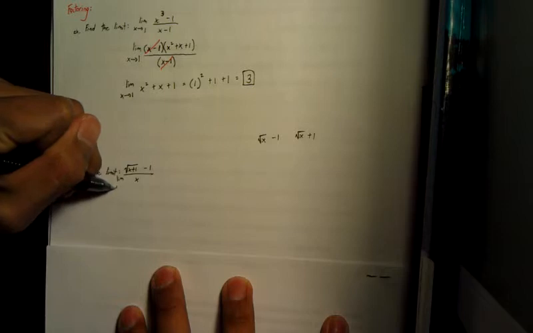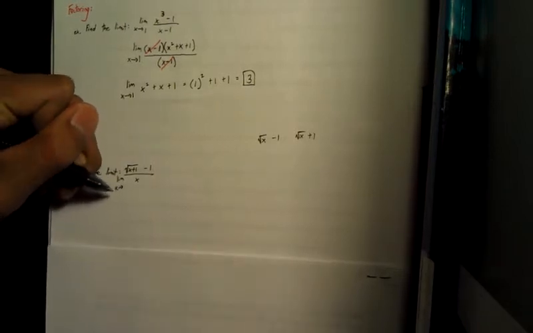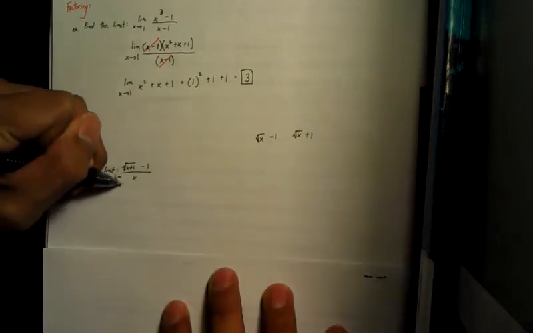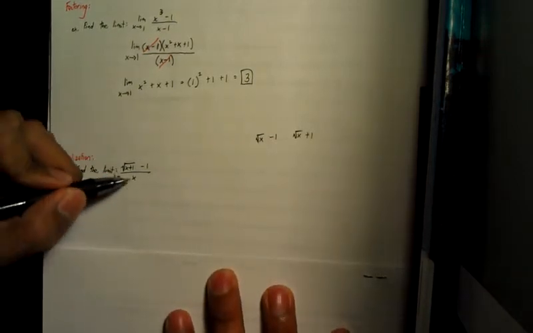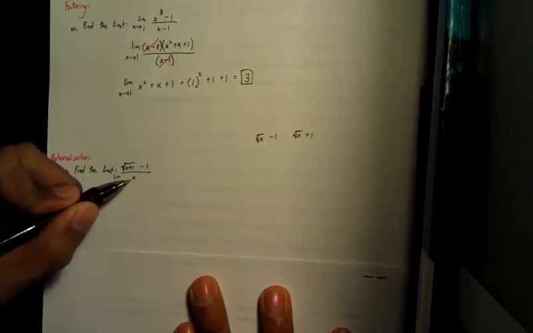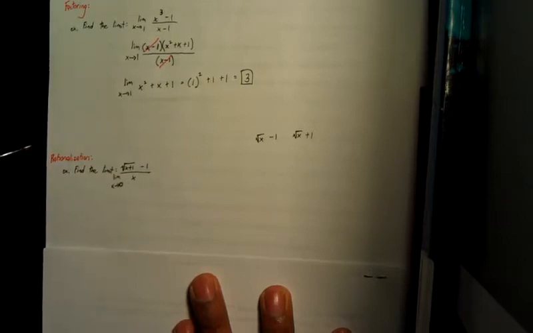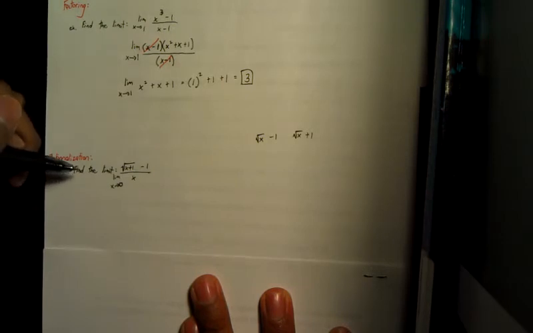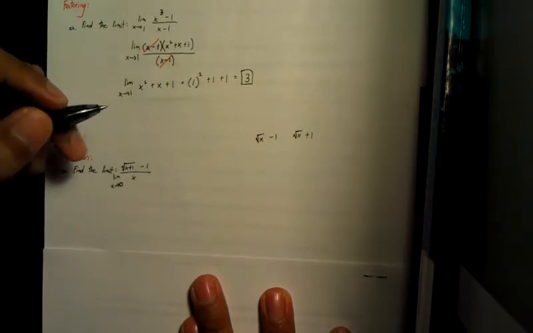So for this problem, find the limit as x approaches 0 of this function. First thing you want to check for is direct substitution. If you were to substitute 0 right into the problem, you'd get 0 in your denominator, which means direct substitution does not work in this case. So the next thing you would look for is, since there's a square root involved, to multiply by the conjugate.